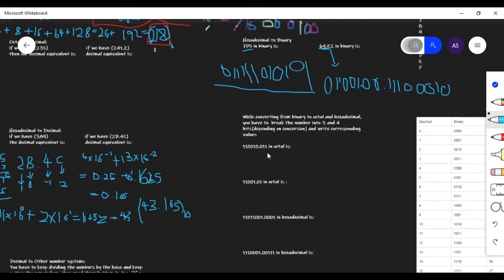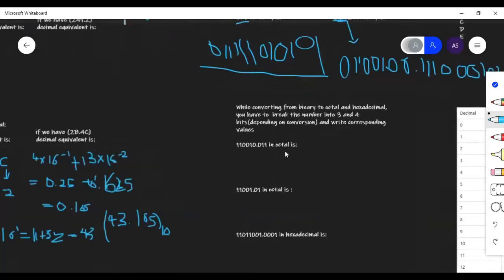So first you want to see what they are asking. Now this question asks for octal. So firstly, we're going to break it into 3 bits. So this comes here, then 3 more bits here. And then you check the octal value of each of these individually, right? So now, what is 110?